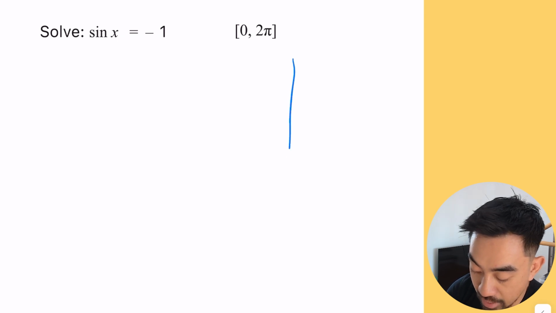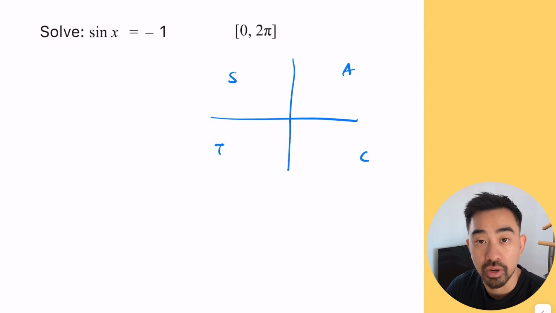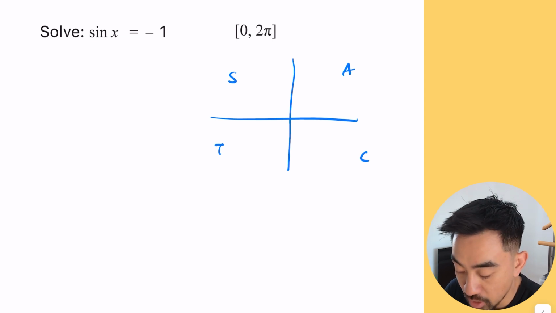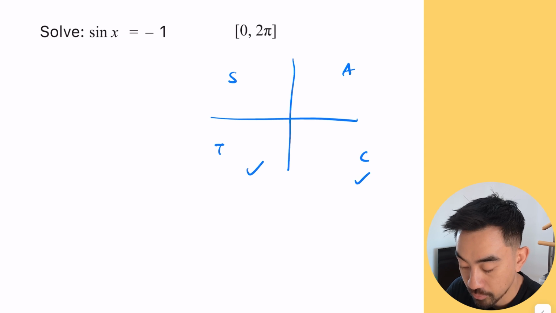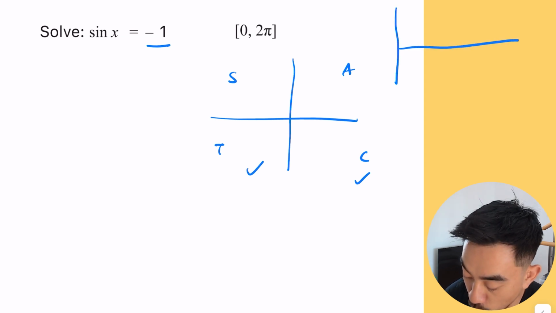All right, solve sine x is equal to -1. Now we're going to start by also doing this, all stations to central, but this time we've got a negative value. So when is sine x a negative number? Well, it's going to be the third quadrant and the fourth quadrant. Okay. Now, -1 for sine is slightly different. It's not going to be one of the triangles. Instead, it's going to be what we call a boundary angle.